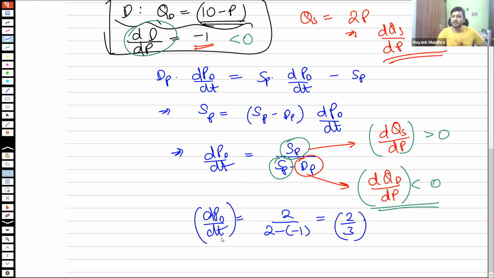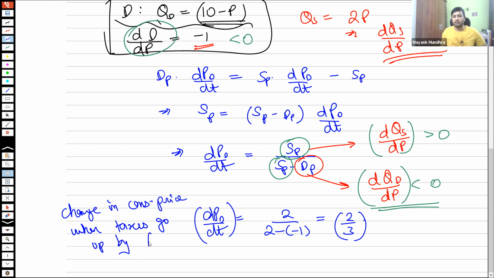Now, what is dPd by dt? dPd by dt is the change in consumer price when taxes go up by 1 rupee. So if you increase tax by 1 rupee, the consumer price only increases by 2/3 rupees. So consumers are paying 2/3 rupees more because they have to pay these taxes.